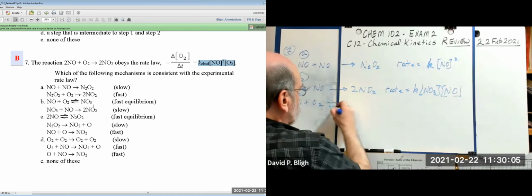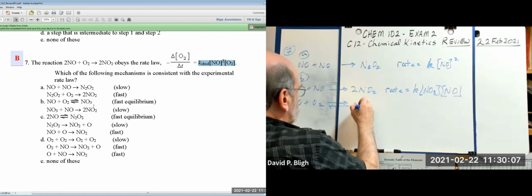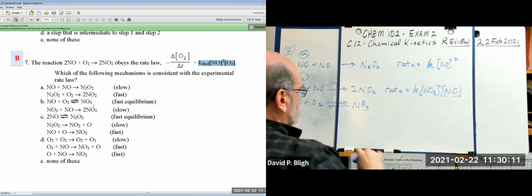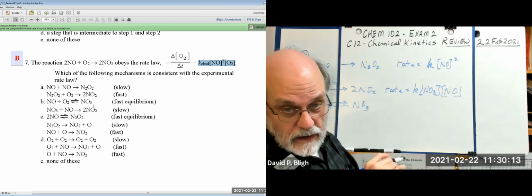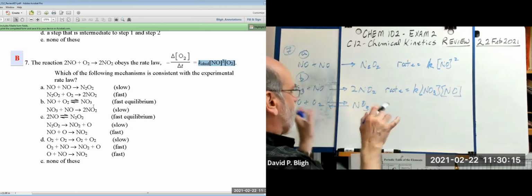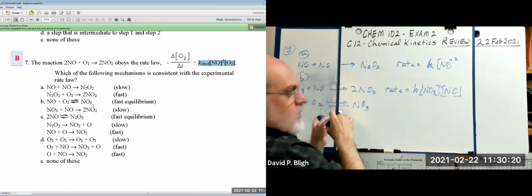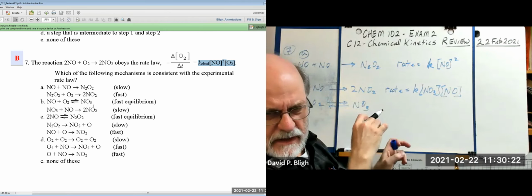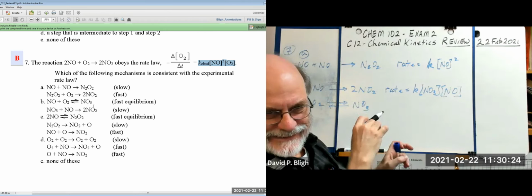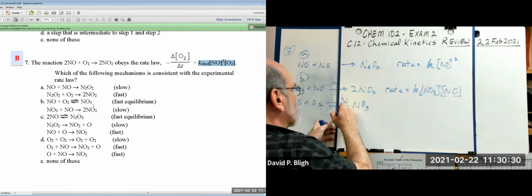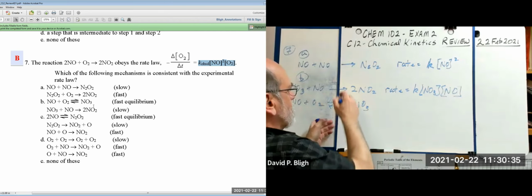Actually, it's a fast equilibrium. Right, NO3. Yeah, that's right. So now we've got this K here, which we're going to call, since the fast equilibrium is first, this is going to be K1, this is going to be K2, K minus 1, reverse reaction.